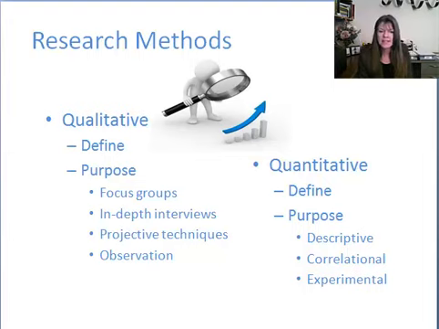Now, quantitative research is defined as collecting data in numeric form. The purpose may be to describe or compare or look for relationships and or seek cause and effect relationships. So again, the purpose may be 4 different things, right? It could be to describe or to compare or to look for relationships or to seek cause and effect relationships or causal information, you might say.